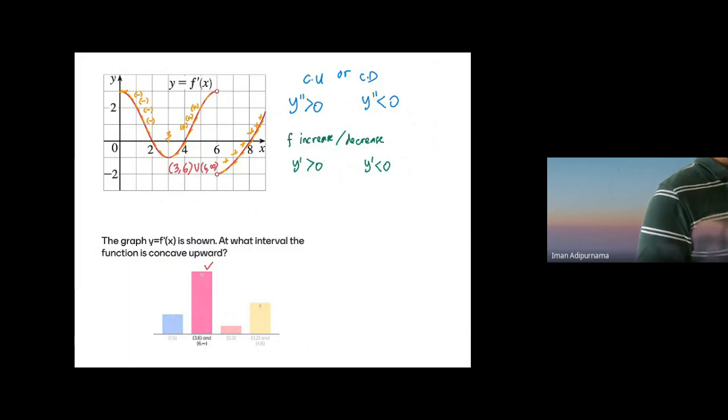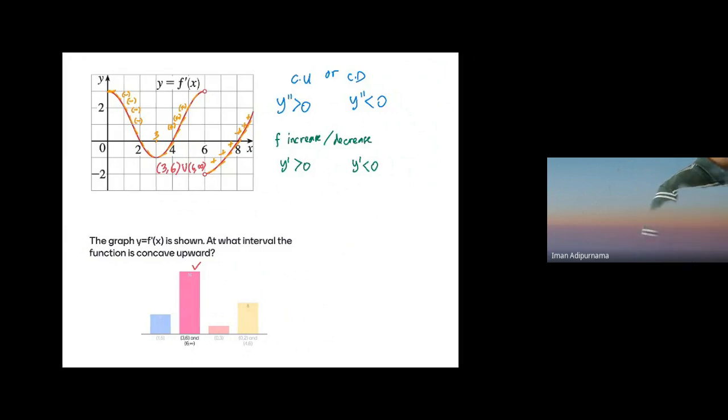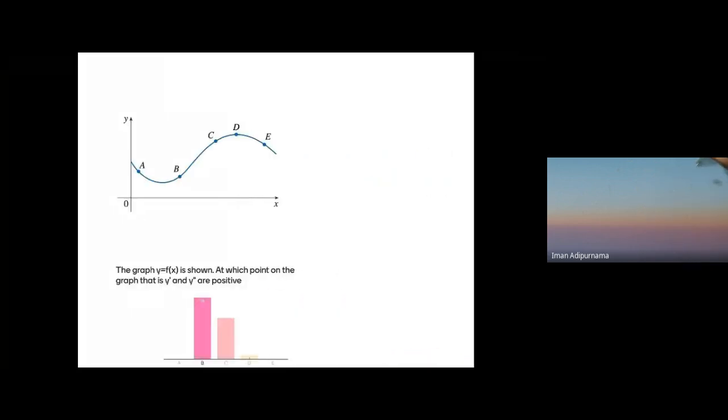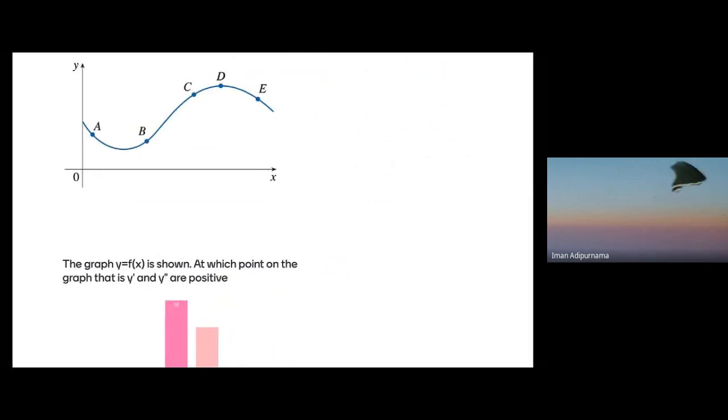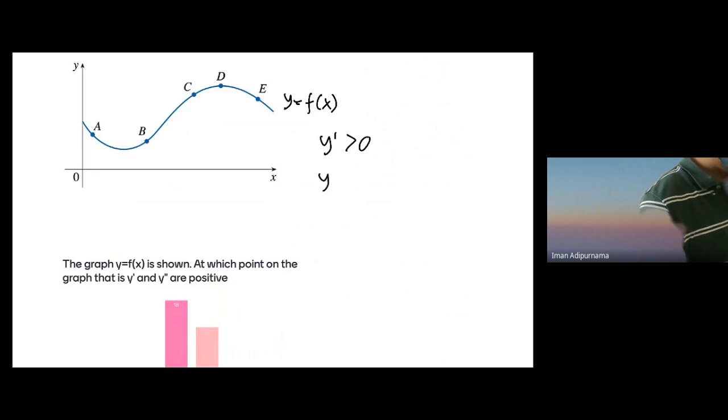Next question. The second question is this. Now this graph is y equals f of x, so this is just a regular function. The graph is shown. At which point is y prime positive and y double prime also positive? So both the first derivative and second derivative are positive.